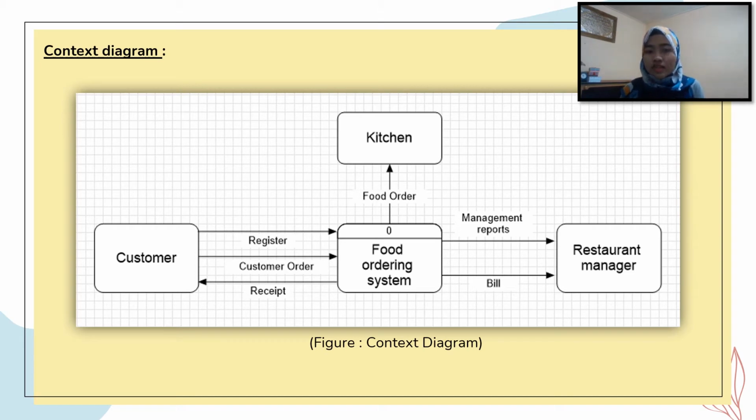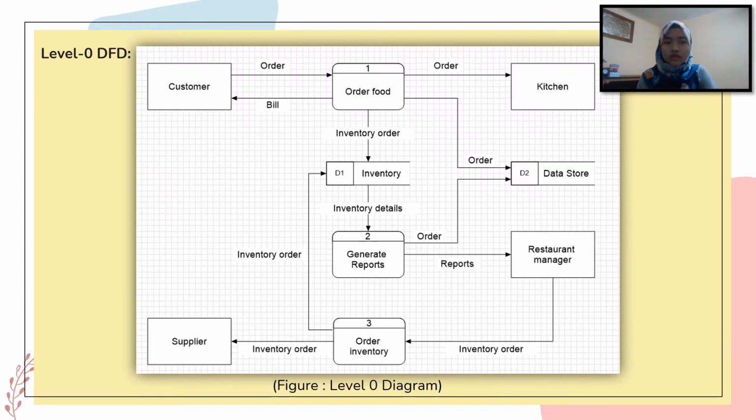Okay, for the context diagram, our restaurant booking system involves one process, such as the food ordering system, while there are three external entities consisting of kitchen, customer and restaurant manager. So the last part of diagram is level 0 diagram.